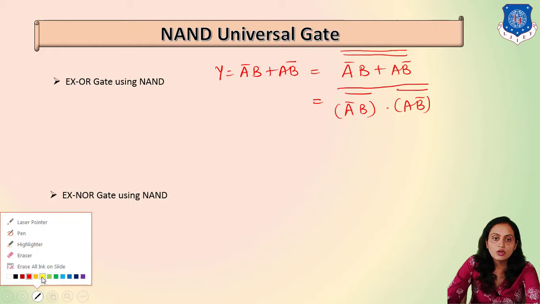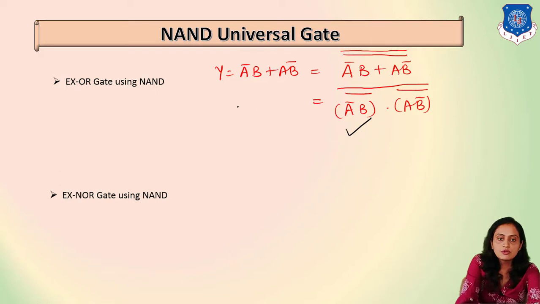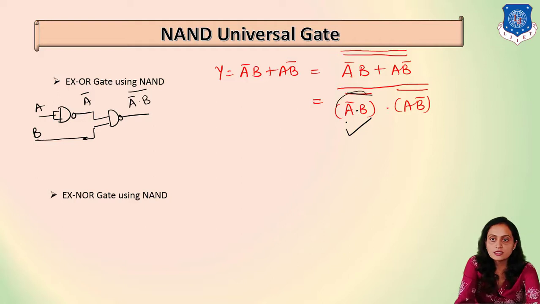I will draw the logic circuit from this Boolean equation. So first we will do A bar, and for A bar we have NOT gate using NAND, A, and it provides A bar. We have here input B, and between these two we have dot and then bar. So I will put a NAND gate over here which gives me A bar dot B whole bar. So first part is done, this much is done.